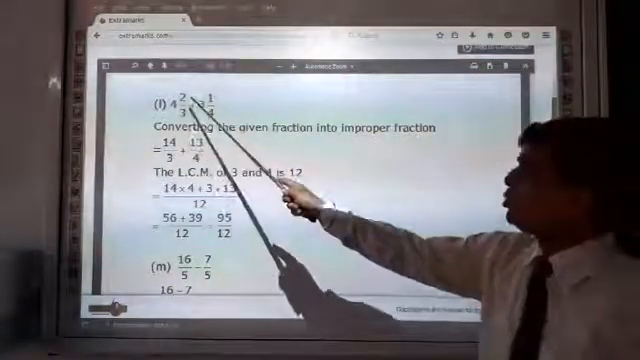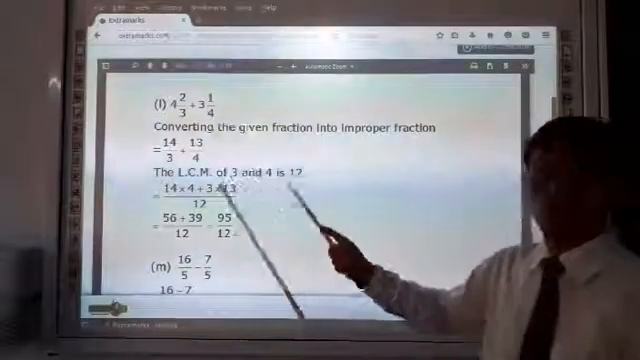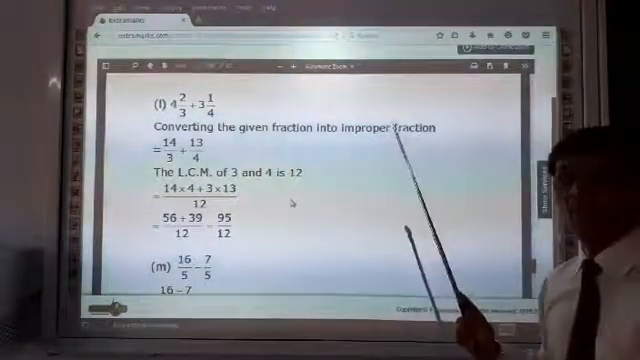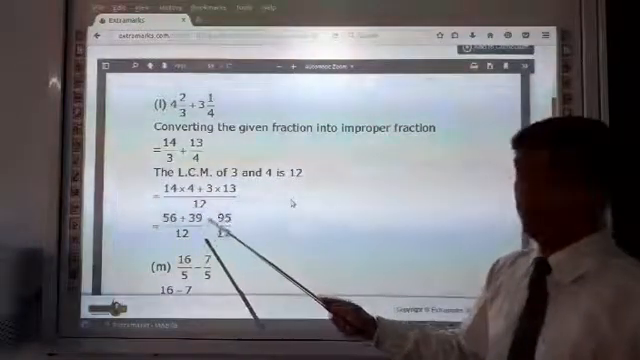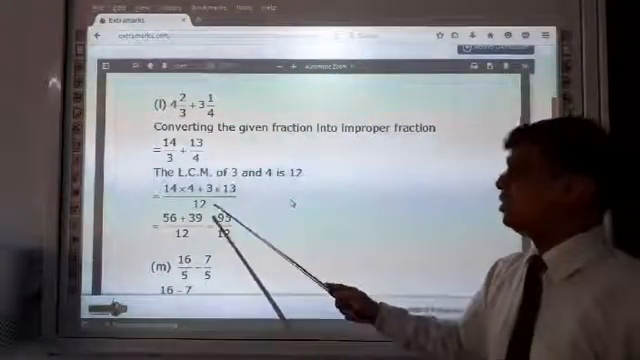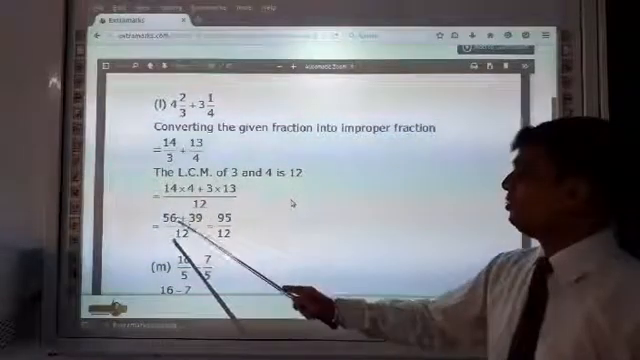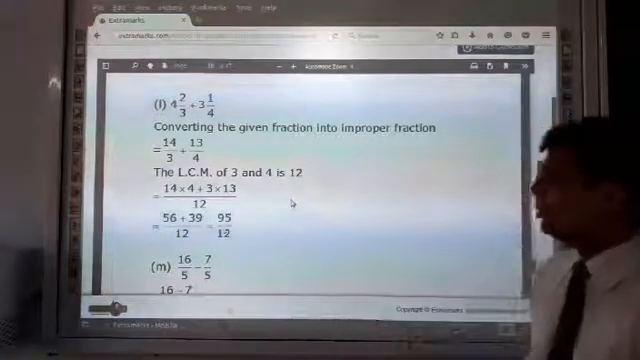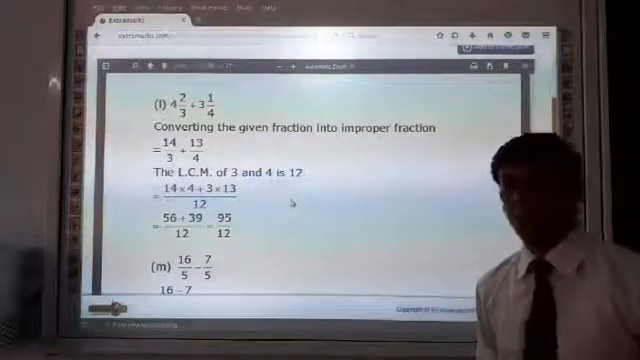4 times 3 is 12, plus 2, is 14 upon 3, plus 3 times 4 is 12, plus 1, is 13 upon 4. The LCM of 3 and 4 is 12. 3 fours are 12. 14 multiplied by 4, plus 13 multiplied by 3. 14 fours are 56, plus 13 threes are 39, upon 12. 56 plus 39 is equal to 95 upon 12. Solve the question.